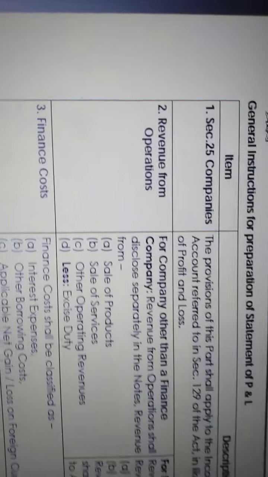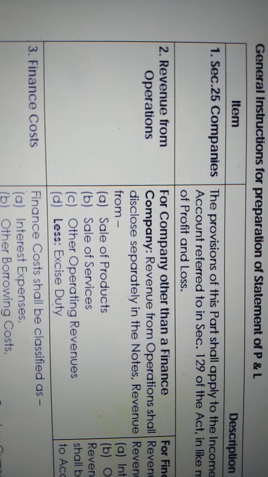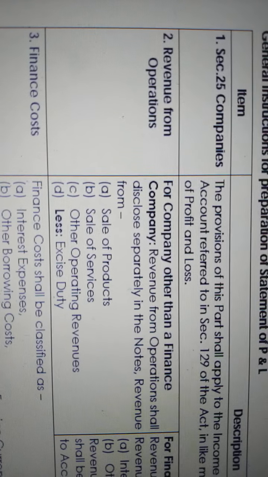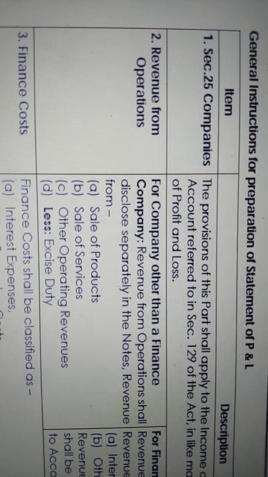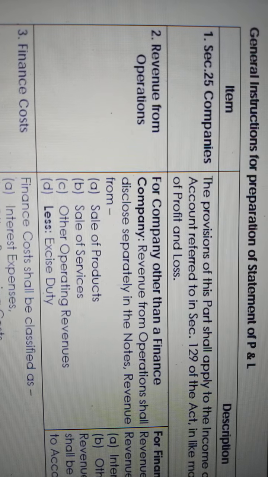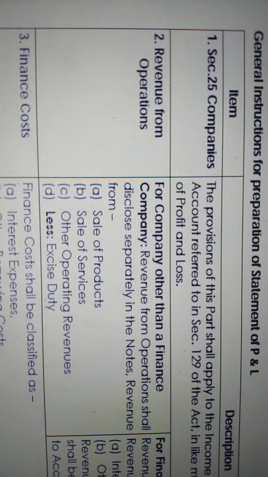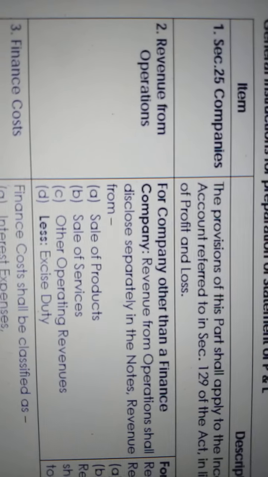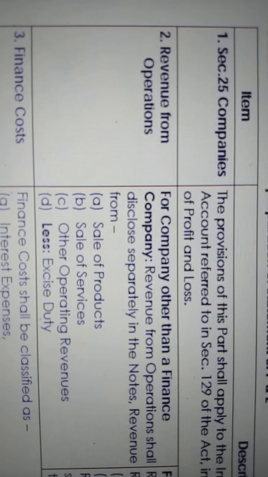Then they are explaining revenue from operations. We discussed that the first point in our P&L statement is revenue from operations. Revenue from operations means what? Revenue generated from core business, or revenue generated from my exact business. Okay, that is revenue from operations.